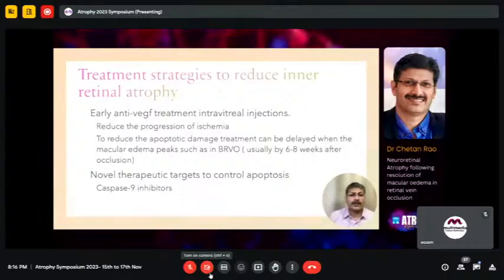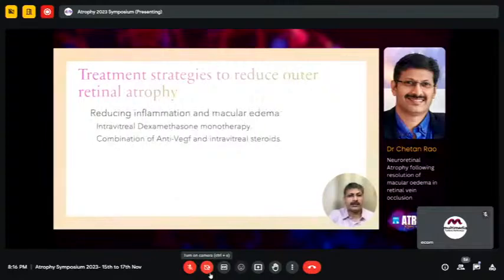Novel therapeutic targets to control apoptosis should be developed, such as caspase-9 inhibitors. Lastly, reducing inflammation and macular edema using intraretinal dexamethasone monotherapy or in combination with anti-VEGF will help in reducing the retinal atrophy.